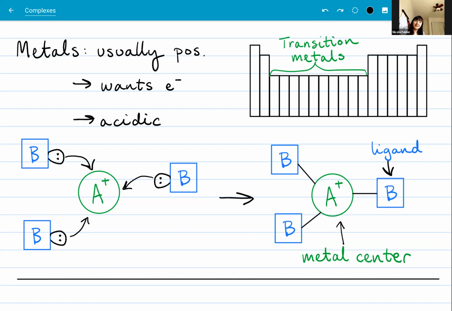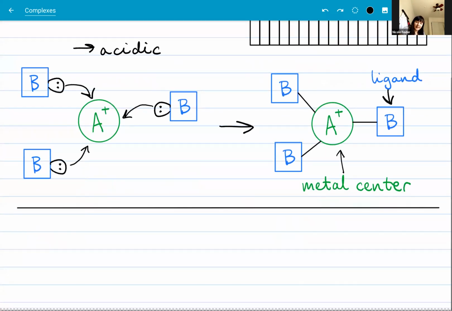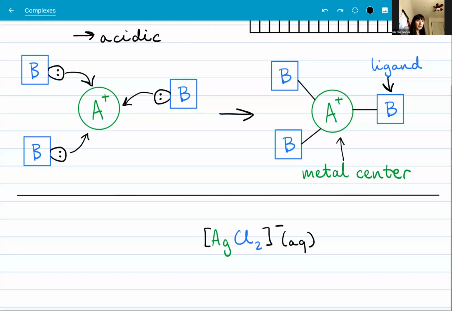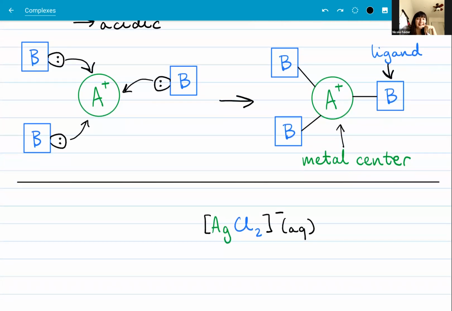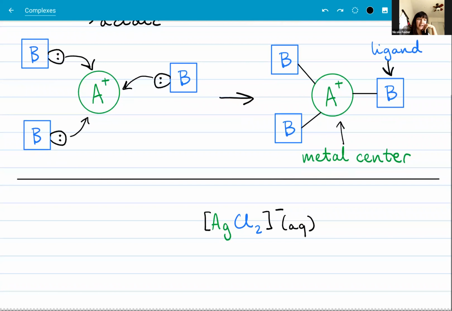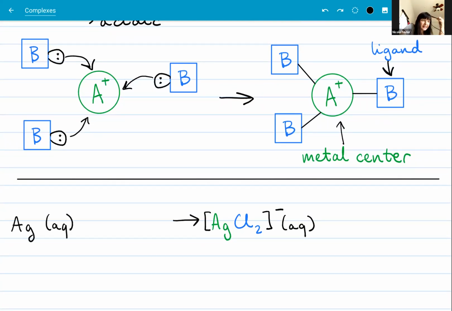As an example, let's take a look at the silver chloride complex, or AgCl2-. You can see here that my metal center is silver, and I must have Cl- ligands around it. The whole complex has a charge of -1, and each of those chlorines contributes a -1 charge to the total. So the silver metal center must have a +1 charge.